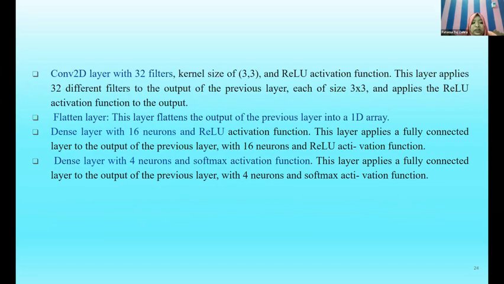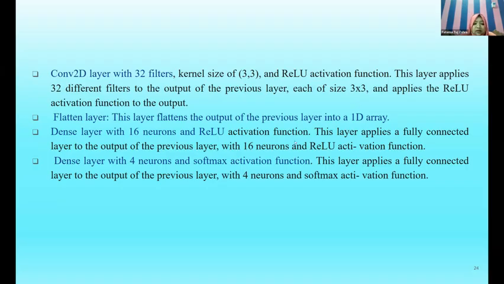Then comes the convolution 2D layer with 32 filters. The kernel size of it is 3 and the ReLU activation function. It has 32 different filters to output its previous layer, and each size is 3 cross 3. Then the flatten layer converts the output of the previous layer into a 1D array.